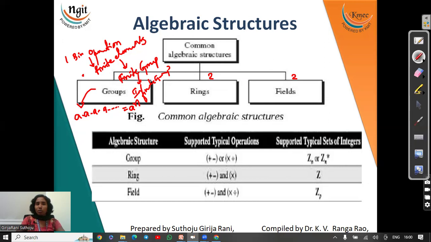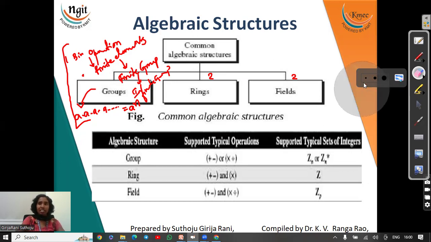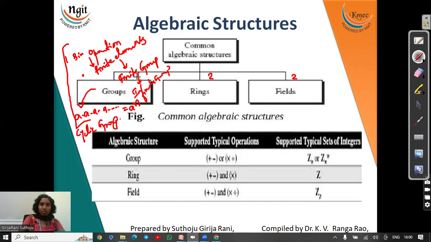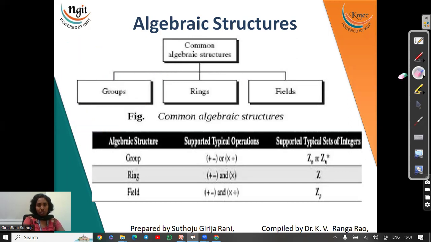This is a combination where we discuss groups. All the groups are combined together with one binary operation. When the operation is repeatedly applied to the same set of elements, we say a to the power of n, and we call that a cyclic group. Don't forget this term, cyclic group. There are four terms we have included: one binary operation, finite group, infinite group, and cyclic group. These are the things you have to remember from an exam point of view.